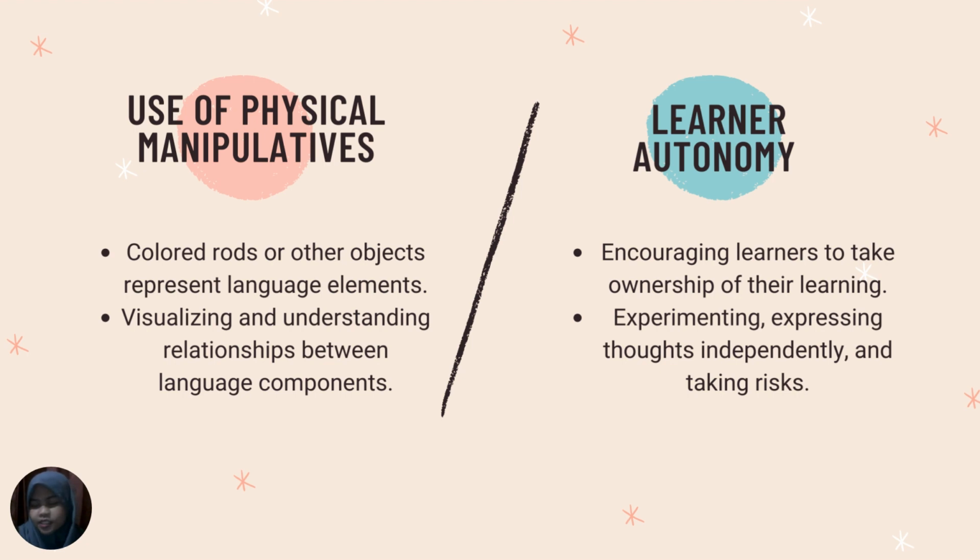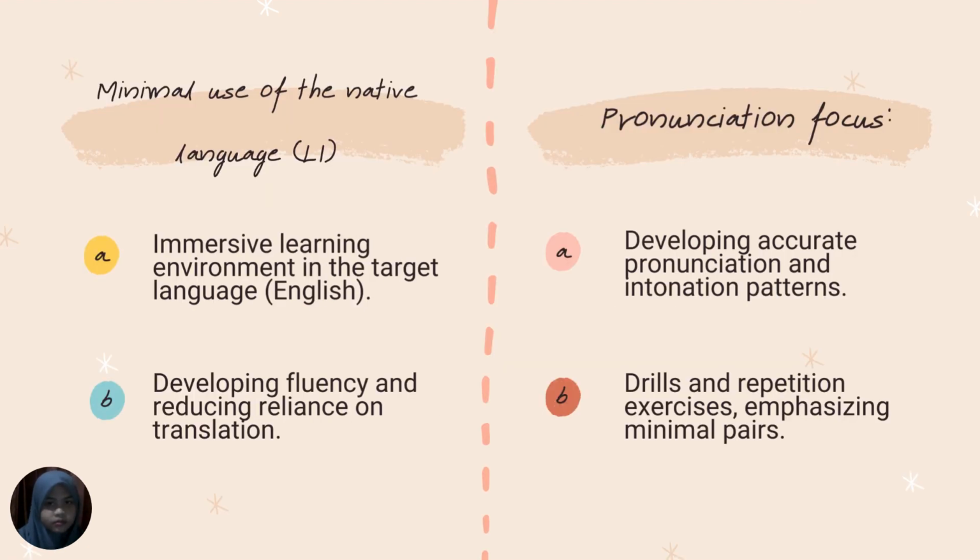The second way is learner autonomy. What is learner autonomy? Learner autonomy is encouraging learners to take ownership of their learning, experimenting, expressing thoughts independently, and taking risks. So, learners are actively involved in their discovery and self-correction of language patterns. They are encouraged to experiment with the language, express their thoughts independently, and take risks in using English.